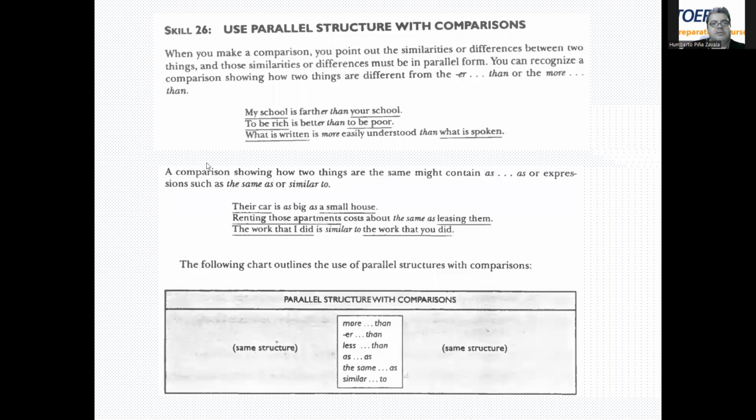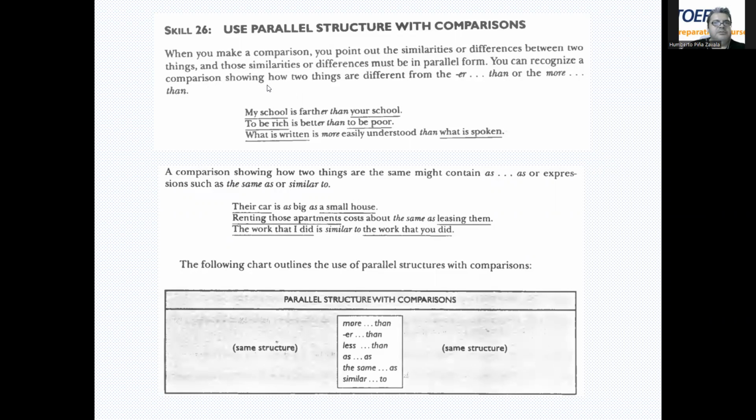So right now we're working with written expression, and we're working with parallel structure. On skill 26, working with parallel structure with comparisons. Right. So when you make a comparison, you point out the similarities or differences between two things, and those similarities or differences must be in parallel form.